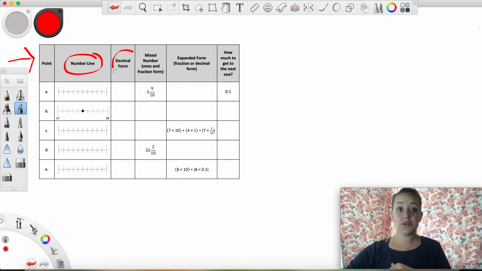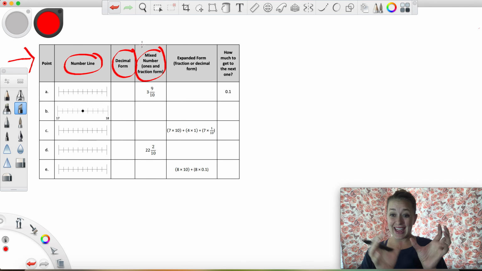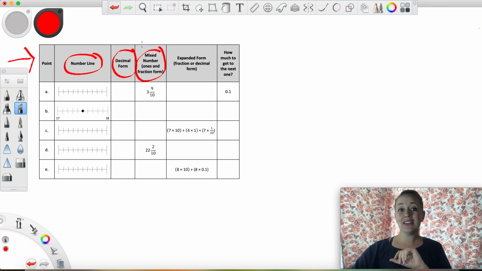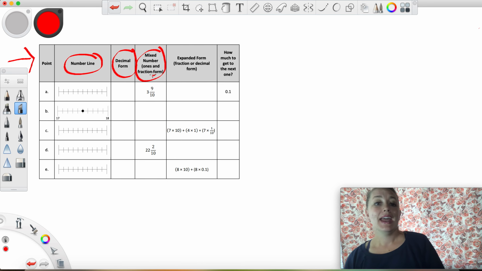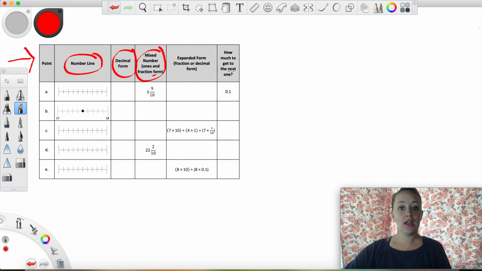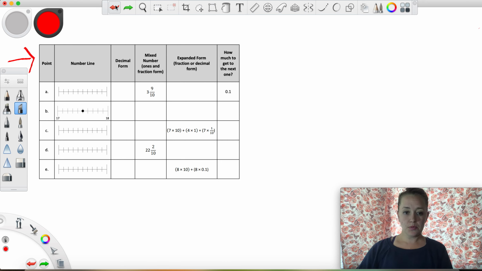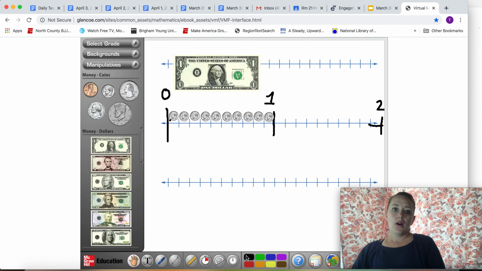We're continuing to work on decimal form. A mixed number is when it's the whole number and a decimal form, or in this case, we're going to do fractions because we want to be able to keep both. Expanded form, and then we're going to talk about how much to get to the next one. So before we really dive in, let's go back and review our fractions.